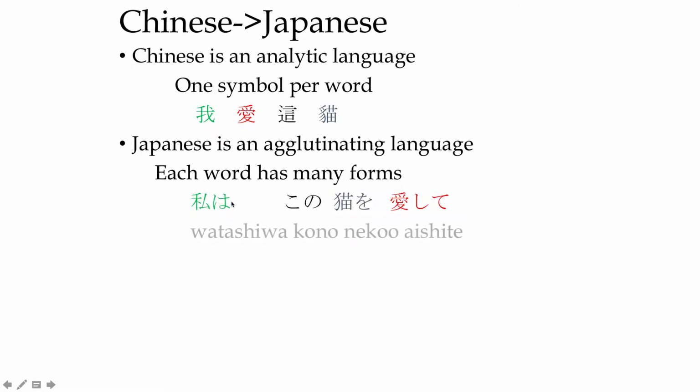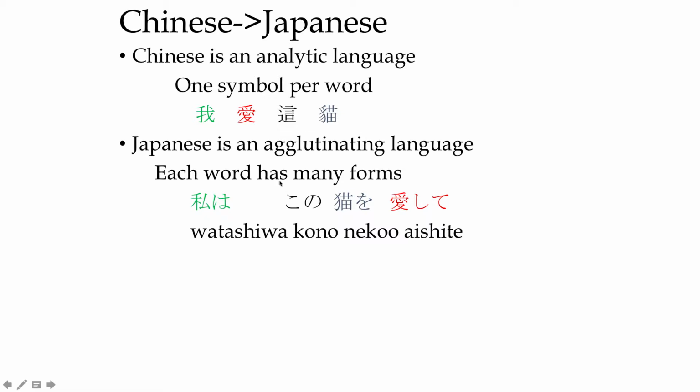Here, this would be watashi wa, this thing here. Watashi means the I. You can see there's a relationship here. Wa is kind of a topic marker, like as for me. Kono is this, neko, cat, and then this o is the object. It marks the object. And then ai shite. Ai would be love, and then shite would be sort of like the past tense form.